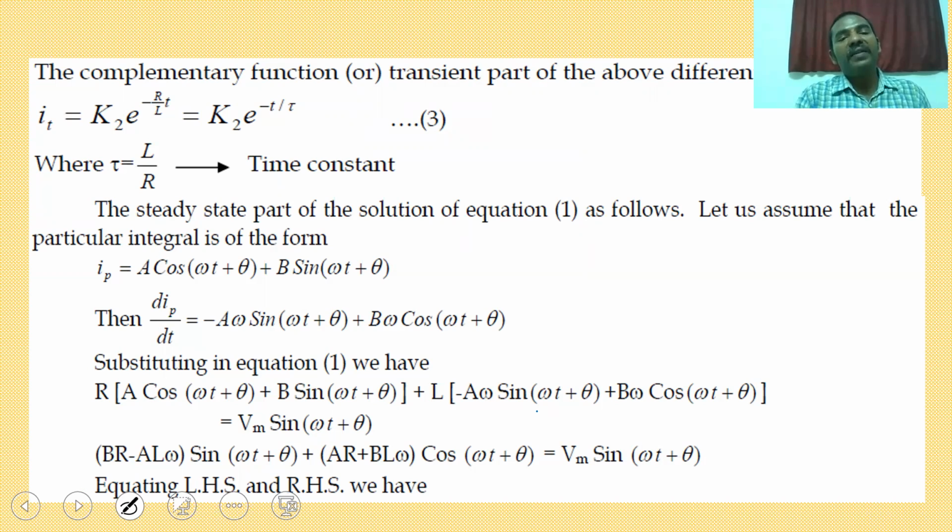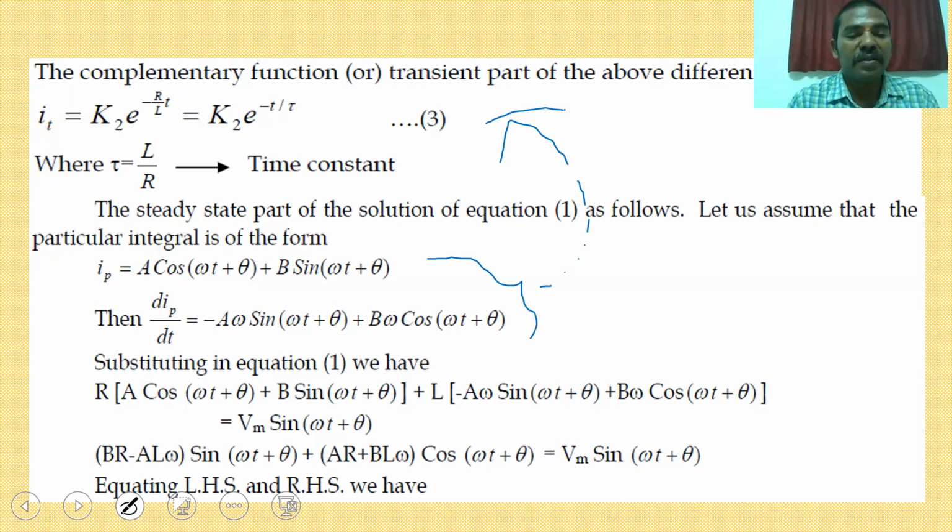Then for finding the particular integral, I am taking IP as a cos omega t plus theta plus b sin omega t plus theta. For first order differential equations, we have to go for the function a cos omega t plus theta plus b sin omega t plus theta. I am differentiating with respect to t. dIp by dt is equal to minus a omega sin omega t plus theta plus b omega cos omega t plus theta. So now substituting these two values in your equation.